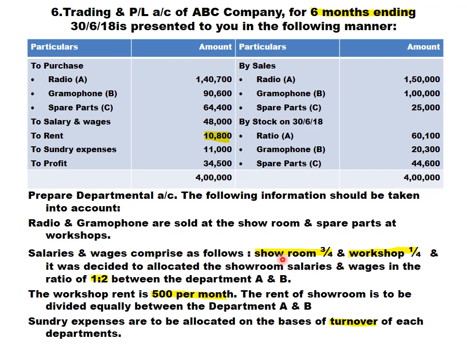So salary and wages comprises as follows. Showroom salary and wages is 3/4. That means A and B put together will get 3/4 salary. And C will get 1/4. Workshop salary is 1/4. So conclusion, students, 3/4 salary will go to AB, 1/4 salary will go to C. And it was decided to allocate the showroom salary and wages in the ratio of 1:2 between the department A and B. So from this, what do you understand, students?